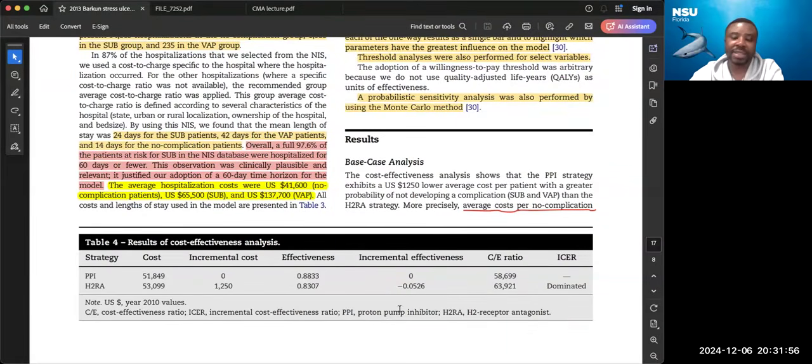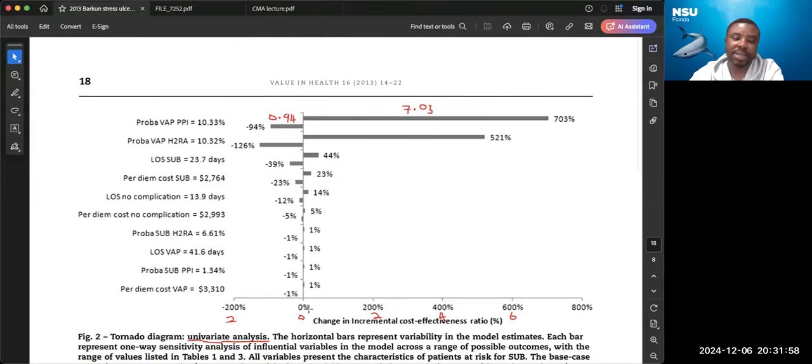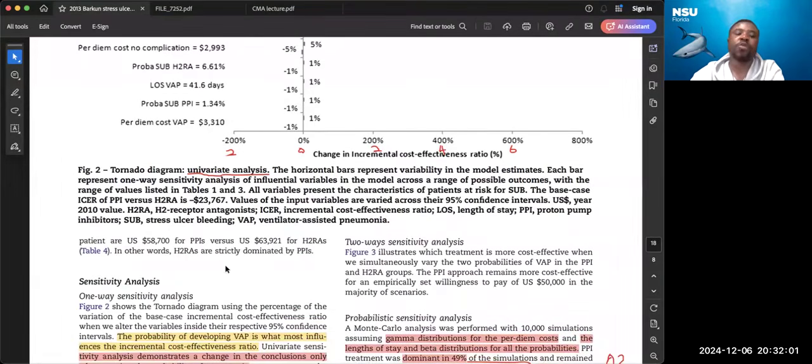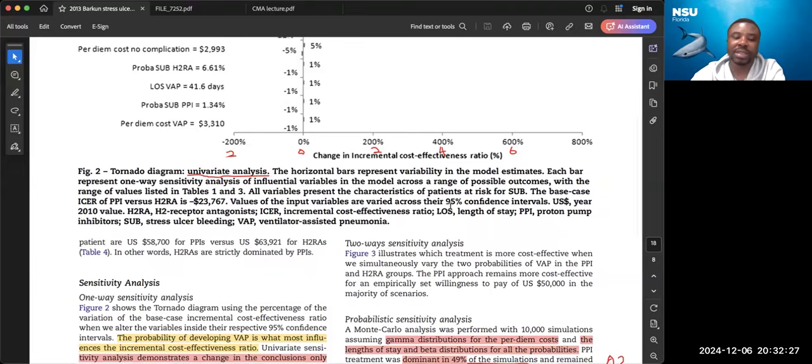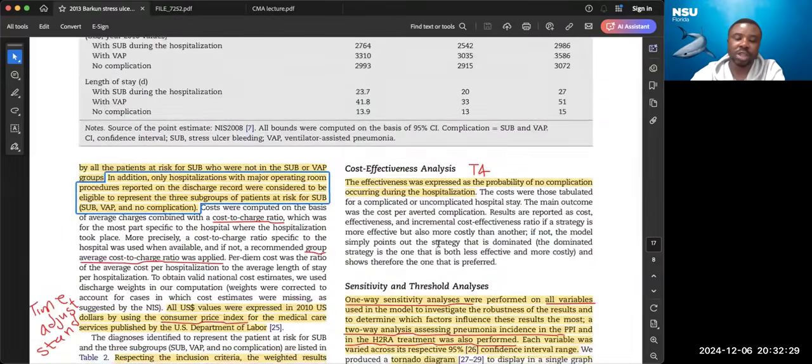To be more precise, average cost per no complication. So if you really don't want any complication, you spend less in the PPI group. In the PPI group, you spend 58,700 to get no complication. But if you don't want any complication in the H2 array group, you have to spend more, which is 63,921. This is how they had these numbers here. The numbers here were just to divide.